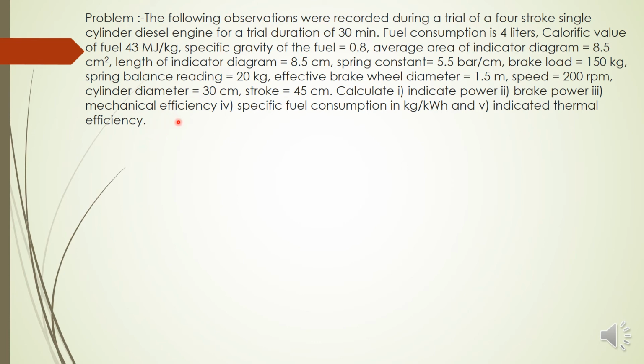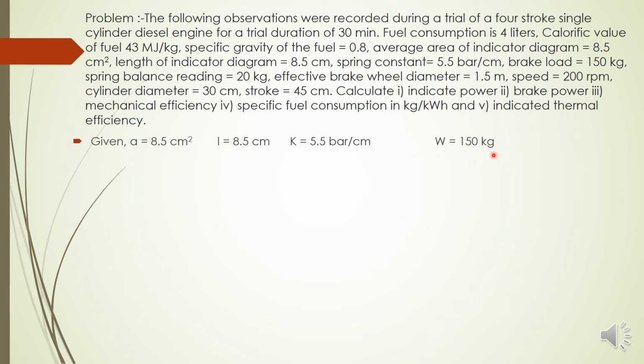How to solve this? Let's see. First we have to write the given quantities. Small a is given, area of indicator diagram, 8.5 centimeter square. Length, small l, we are using small l because we are using capital L for stroke length and capital A for the cylinder area. Now small l is 8.5 centimeter. Now the spring constant of the indicator device is 5.5 bar per centimeter.